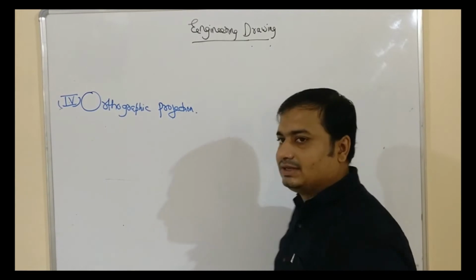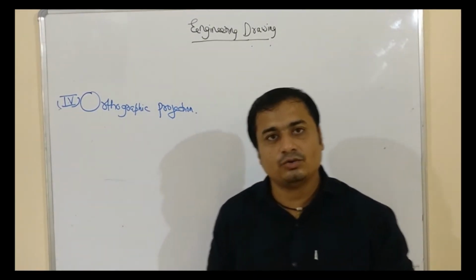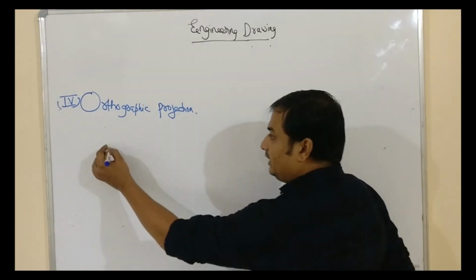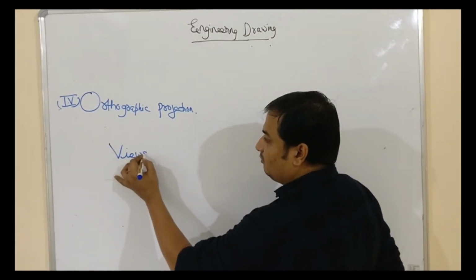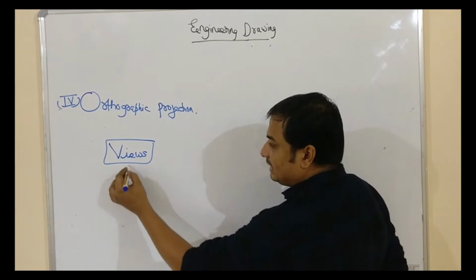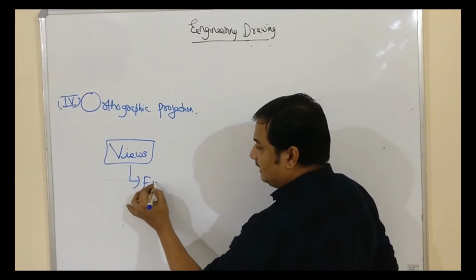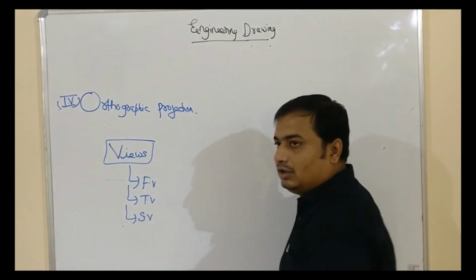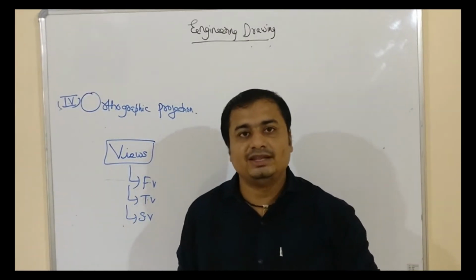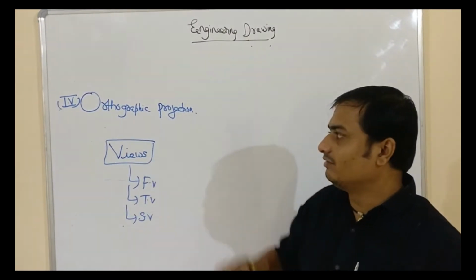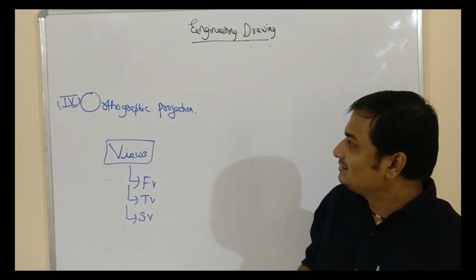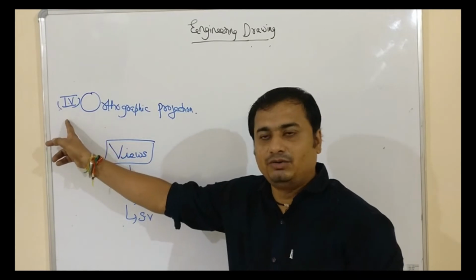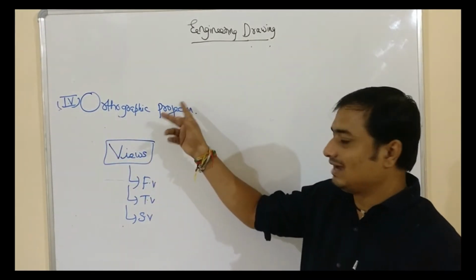So in orthographic projection, what we are going to do is split the views of an object. Views can be front view, top view, or side view. So we are going to split the views of any component by means of this orthographic projection. Orthographic basically means: ortho means perpendicular, graphic is a drawing, and projection is a kind of image.